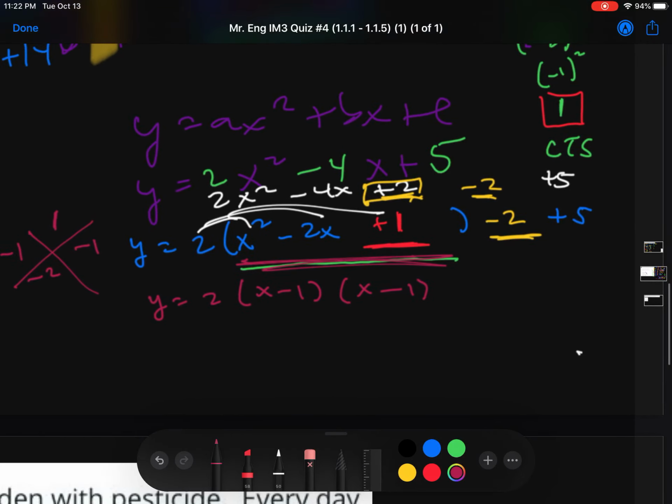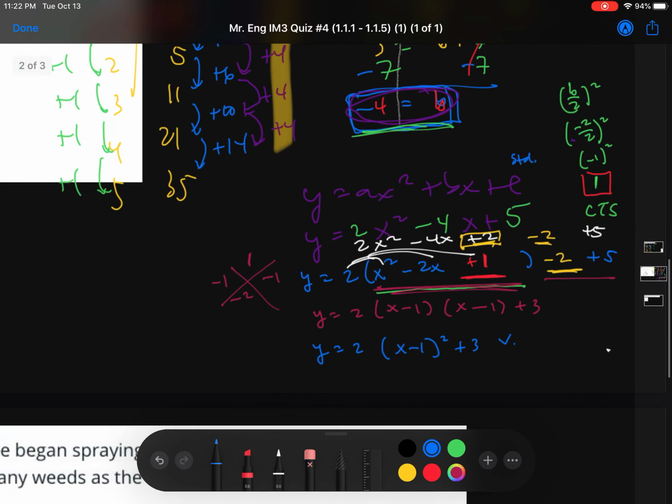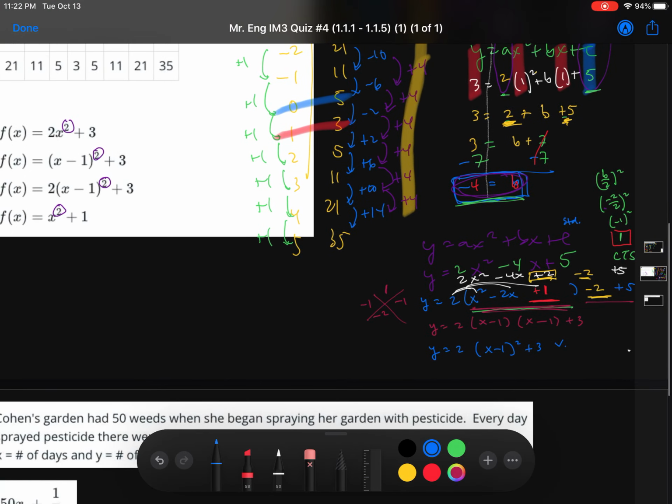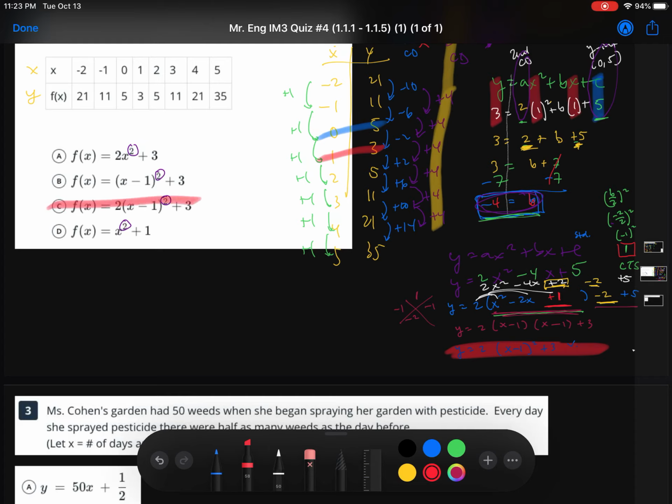Out here, negative 2 plus 5 equals a plus 3. Put those together, you have x minus 1 squared plus 3. So we actually basically went from standard form to now vertex form. Okay, let's see if that is now one of my answers. And 2 times x minus 1 squared plus 3. There it is. There's my answer. The answer is C.